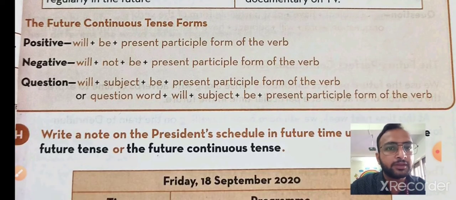Question forms: will plus subject plus be plus present participle form of the verb, or the question word plus will plus subject plus be plus present participle form of the verb. So please note it down, that very important rule will help you to make sentences very easily in future continuous tense form.